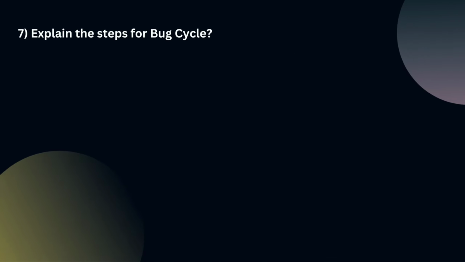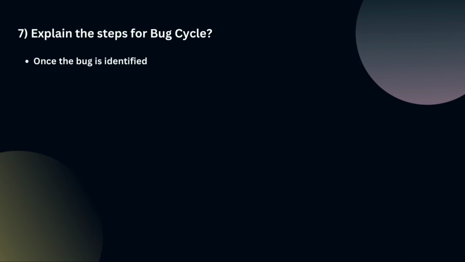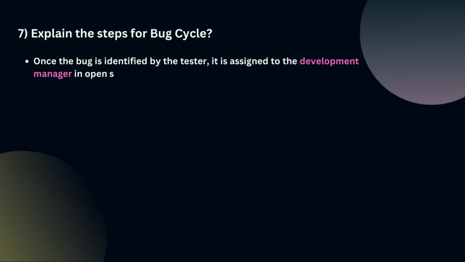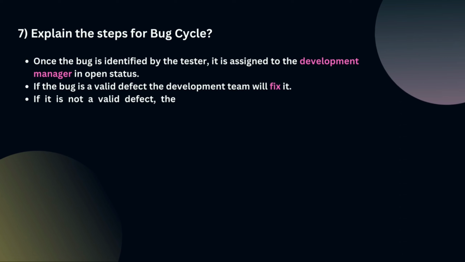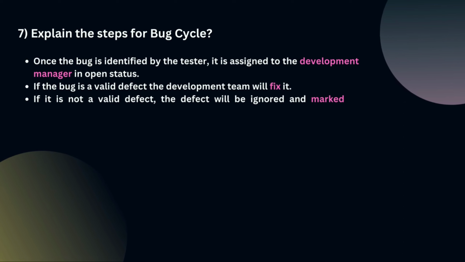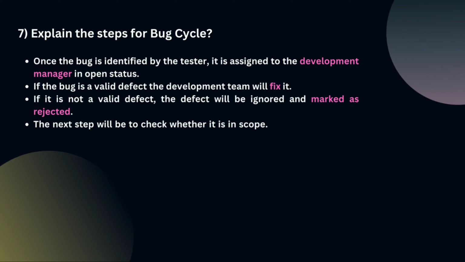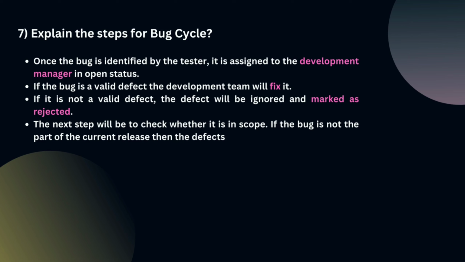7. Explain the steps of the bug cycle. Once the bug is identified by the tester, it is assigned to the development manager in open status. If the bug is a valid defect, the development team will fix it. If it is not a valid defect, the defect will be ignored and marked as rejected. The next step is to check whether it is in scope. If the bug is not part of the current release, then the defect is postponed.